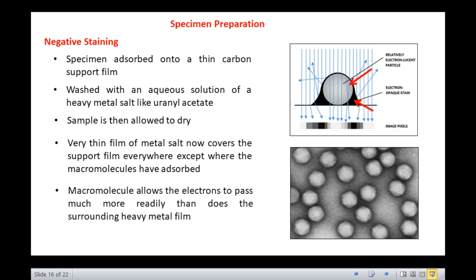staining. This figure shows the negative staining of adenovirus particles.